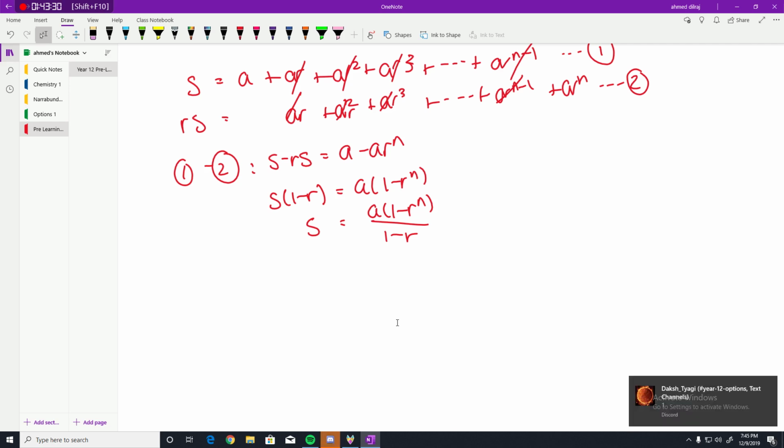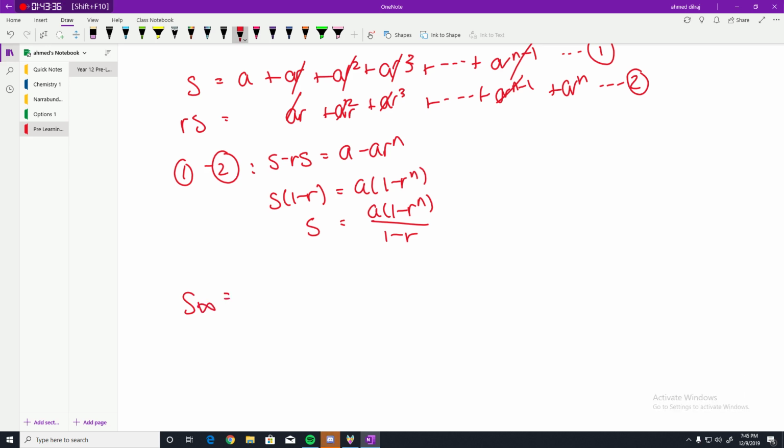Now let's think about an infinite series. S infinity, let's derive this formula from this. Now, Dux, there's a condition on R for the infinite series. Can you tell me what the condition on R is? There's a range R has to be in. Does R have to be under 1? Yes, the absolute value of R has to be less than 1. So basically R is a fraction.